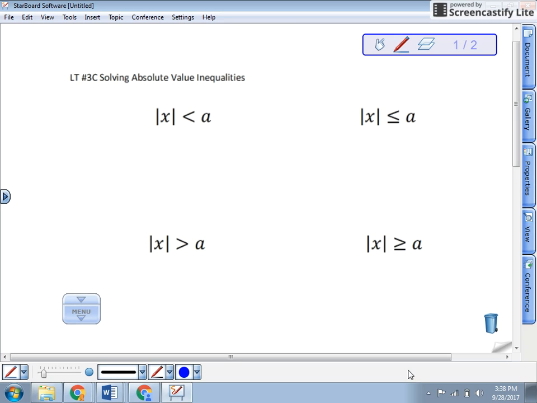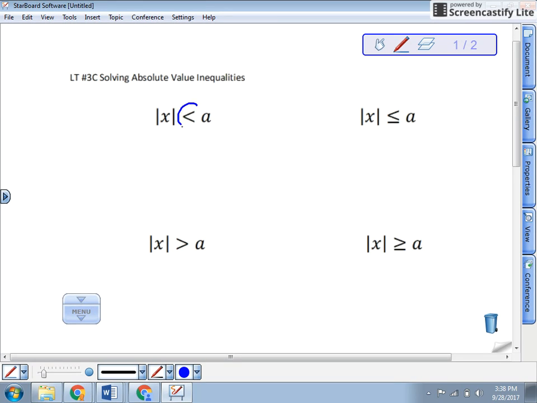Welcome to the notes on solving absolute value inequalities. So remember, absolute value is a distance. It's always positive. And because there's two directions on the number line, there's going to be two answers, because it's the distance from zero. So these are going to be compound inequalities. So we have to determine, is it going to be "and" or "or"? So let's take a look at the first two.